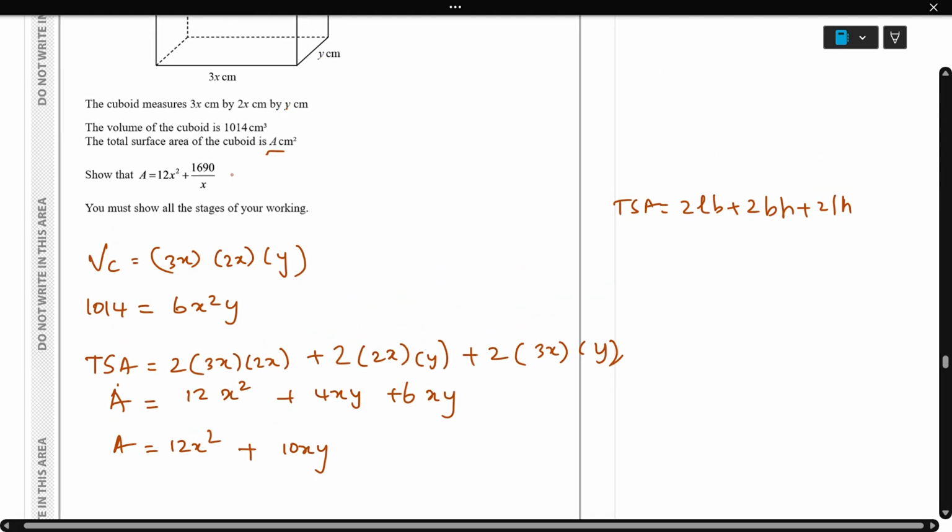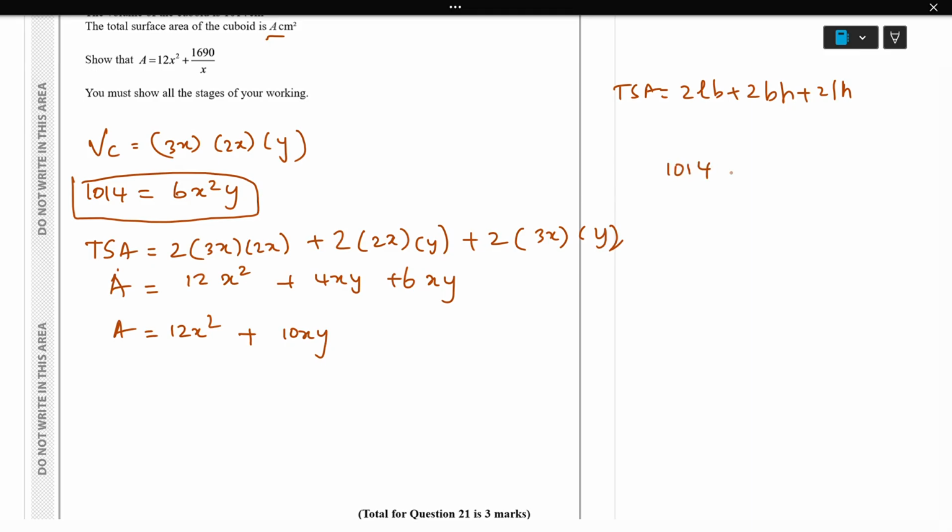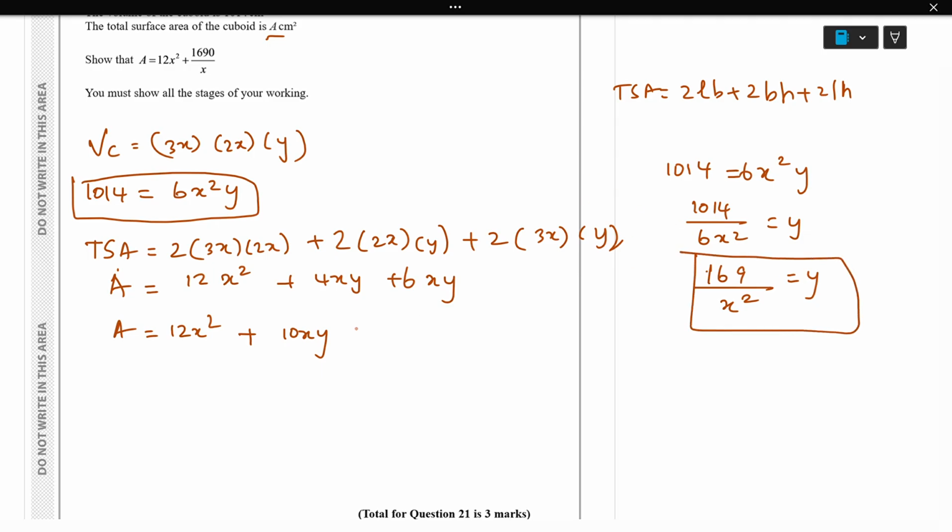See here, in the final answer we cannot see y, so we have to remove the y. For this, from the volume we got, make y the subject. So 1014 equals 6x squared y. So 1014 over 6x squared equals y. When you reduce it, 1014 divided by 6 will get 169 over x squared equals y. So this value we are going to substitute here.